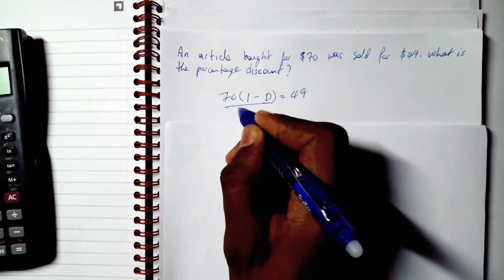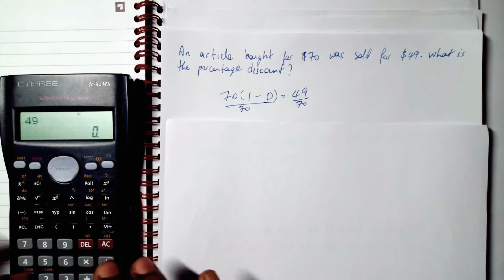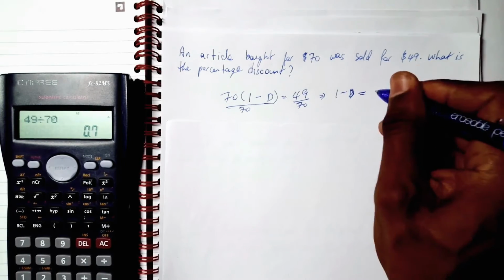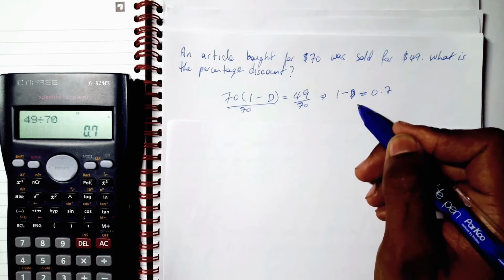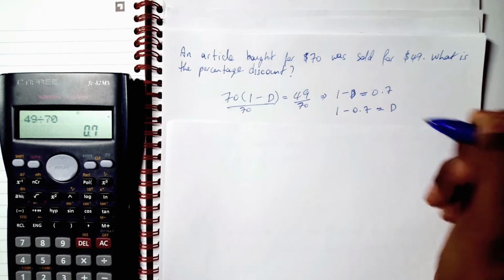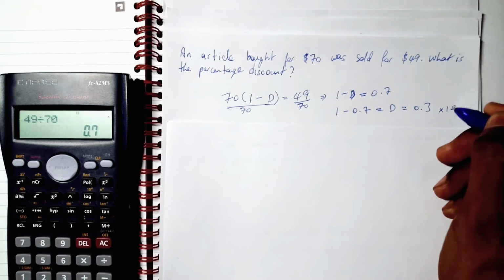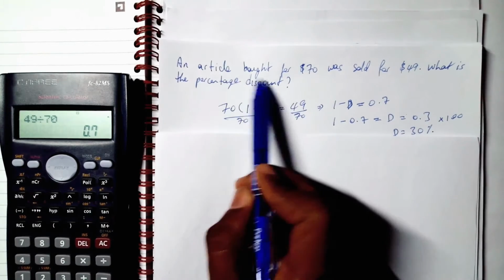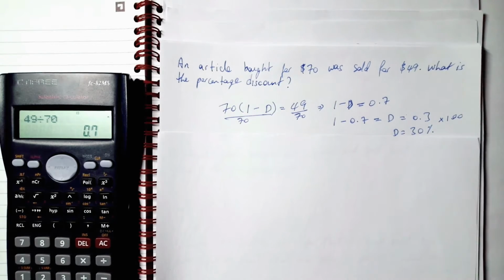We divide both sides by 70 again, as we have been doing. 49 over 70 implies that 1 minus D equals 0.7. We take over the D to get it positive, and we bring over the 0.7 at the same time. So we'll have 1 minus 0.7 equal D, which implies that D equals 0.3. Alright, we multiply this by 100 to get the actual percentage form, which is 30%. So an article bought for $70 was sold for $49. What is the percentage discount? 30. Alright, moving on.